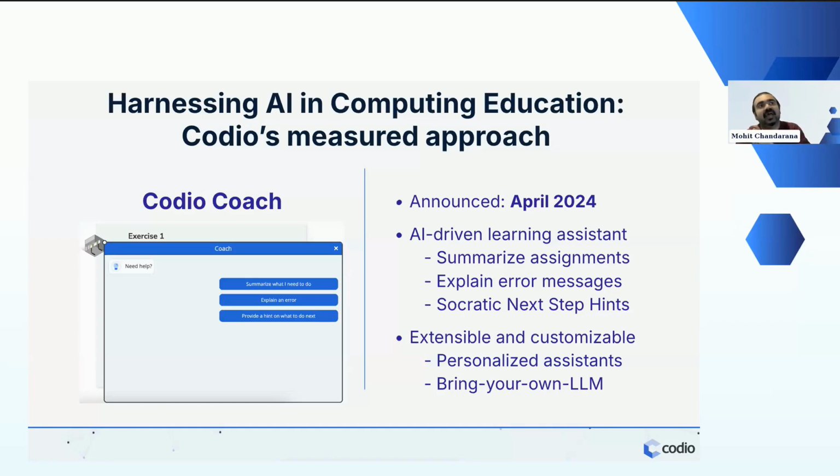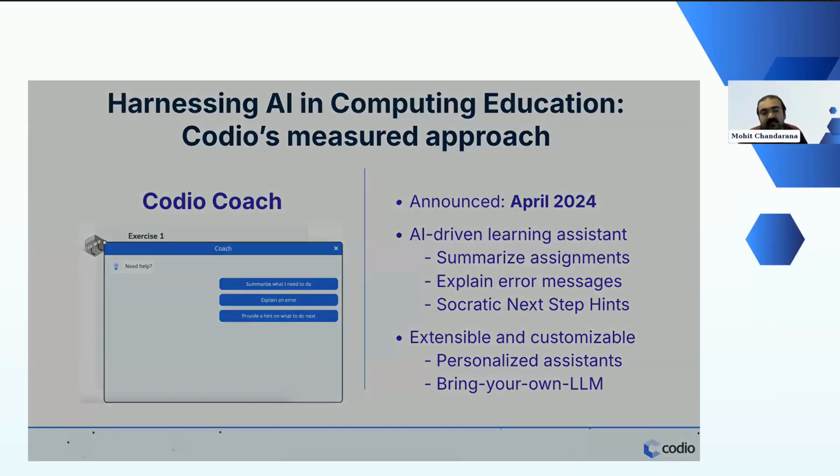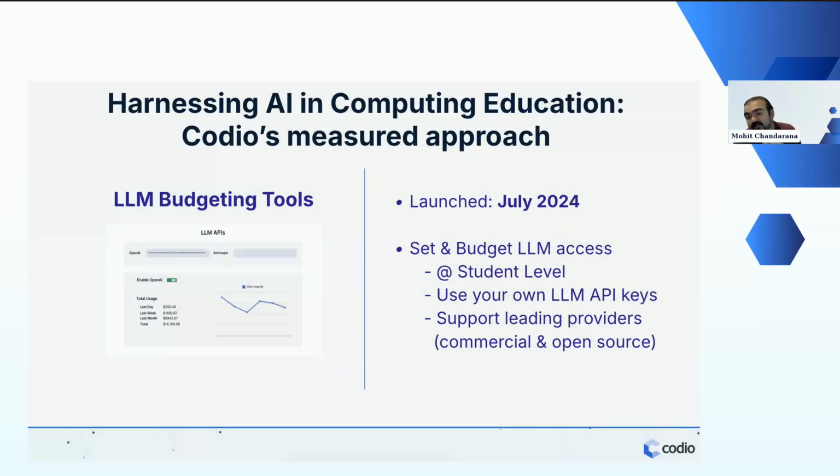It gives you the hints as Socratic considerations and suggestions, explains error messages without giving possible fixes, and summarizes assignments. It's also extensible and customizable, so you can build any assistant you like. You can even bring your own LLM, and it's something we'll discuss towards the later half of the webinar. And the natural next thing we did was add LLM budgeting tools. So you could set budgeting limits at the student level, use your own API keys, and just not be worried about an infinite loop costing you hundreds of dollars in API costs.